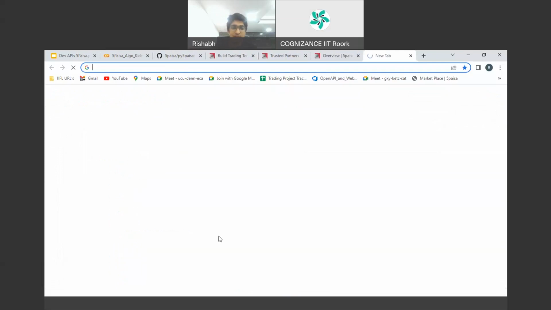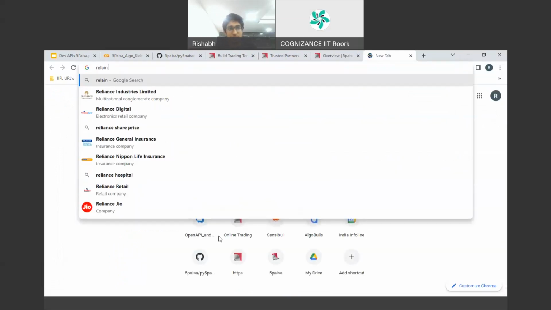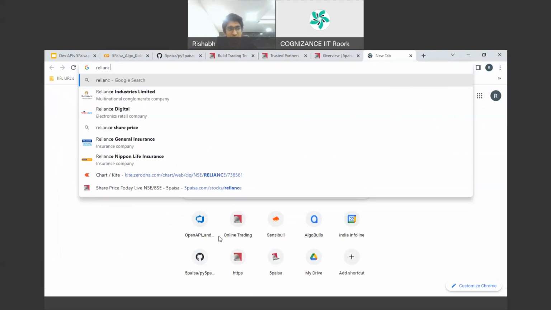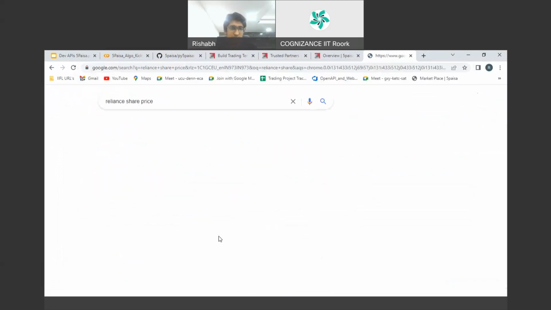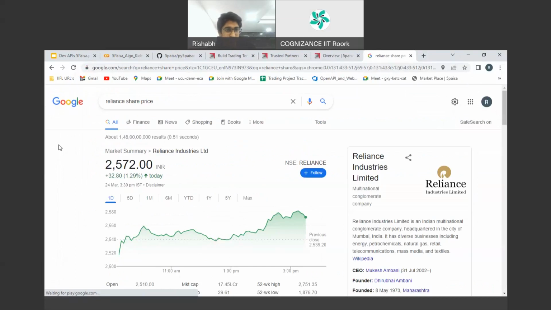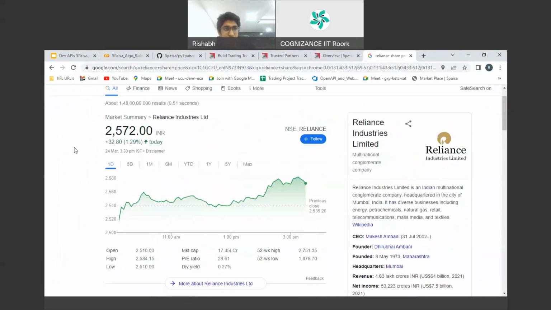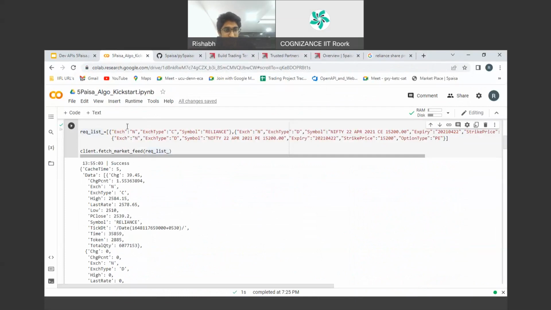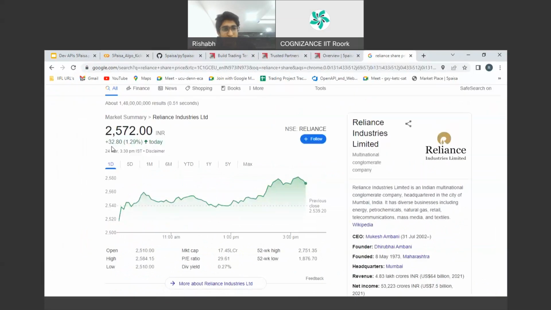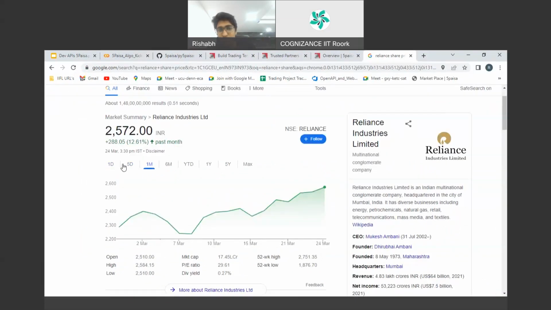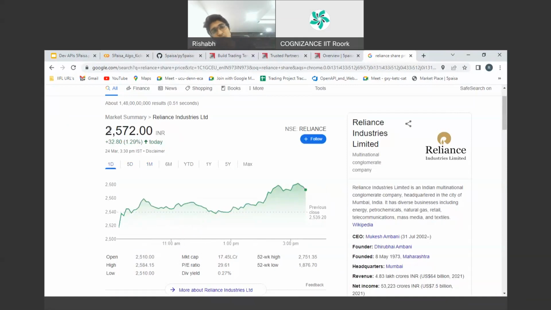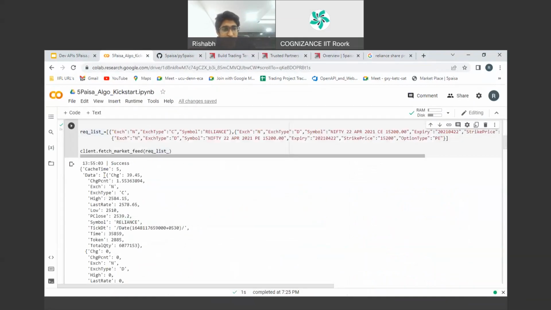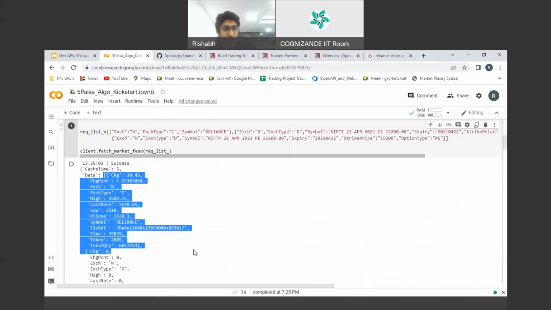If you want to see that, you can simply search on Google, right? Reliance share price. You can see the price over here. All right. So we have all this information again in our payload.